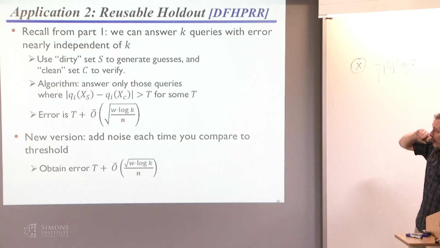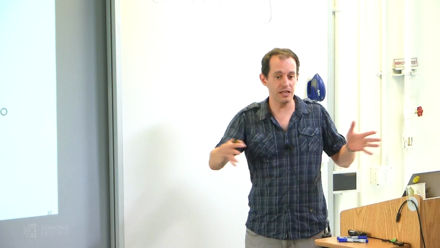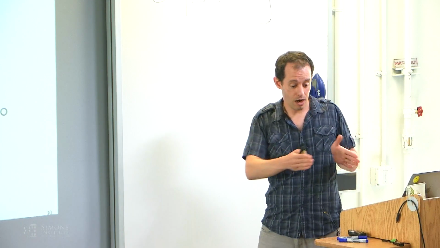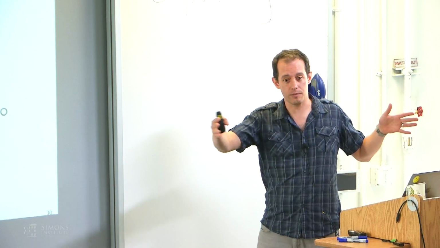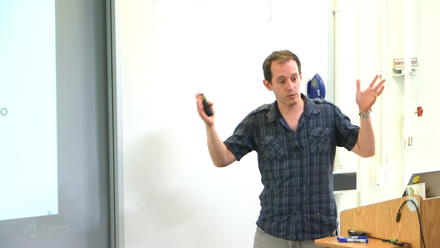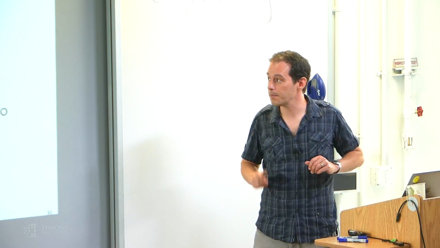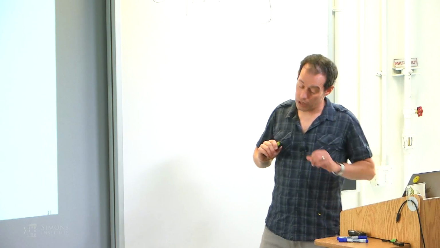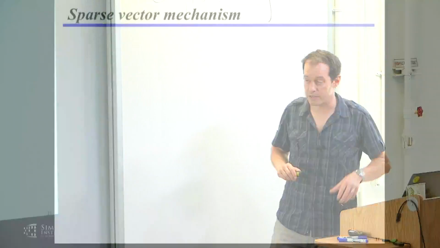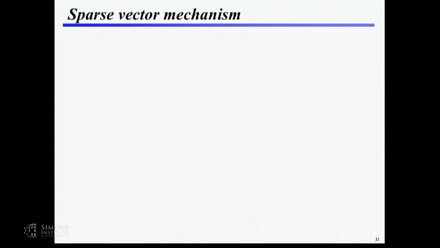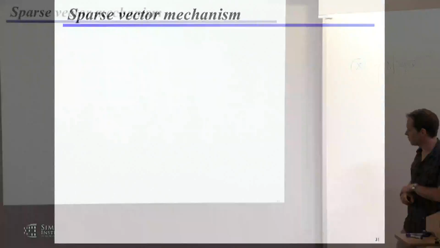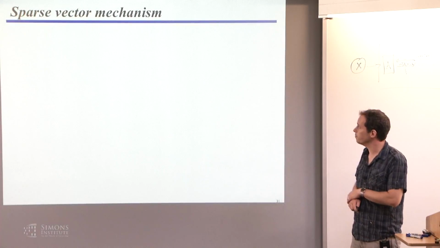But how does this work? What we need is a stability-based version of that compression argument that said only the wrong answers really matter. This thing has a name: it's called the sparse vector mechanism. It comes originally from a paper of Aaron and Tim Roughgarden, and was also worked out in modern form by Moritz Hardt and Guy Rothblum.